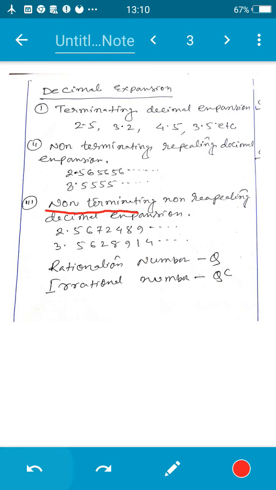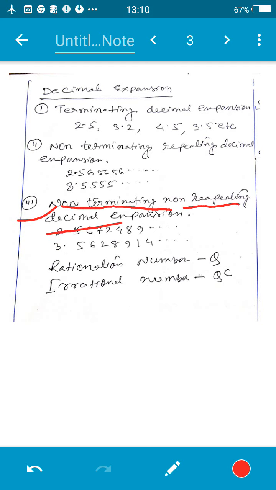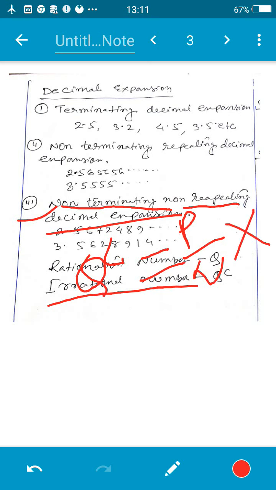Then students, now we have to learn how these decimal expansions are related to the rational numbers. Here these first two kinds, that is terminating decimal expansion and non-terminating repeating decimal expansion, always represent a rational number, that is q, which can be written in the form of p by q. Then the third kind, that is non-terminating and non-repeating decimal expansion, represents an irrational number, that is q c, which cannot be written in the form of p by q.